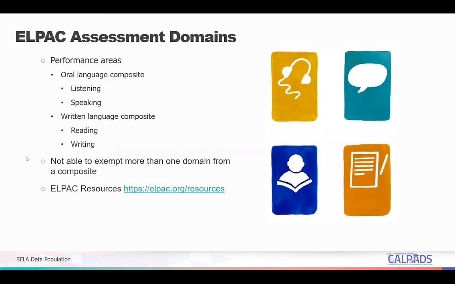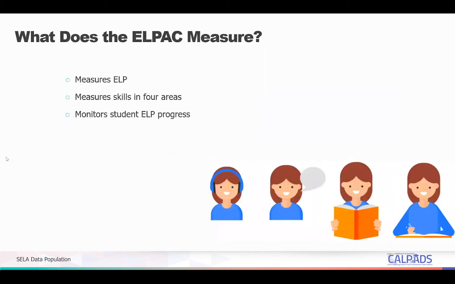The ELPAC has 4 assessment domains or performance areas used to score proficiency and are further classified into composites. The listening and speaking domains are categorized under oral language composite, while the reading and writing are classified under written language composite. The ELPAC measures the English language proficiency as defined in the skills from the 4 domains mentioned. It is also used to monitor students' ELP progress throughout their academic year.